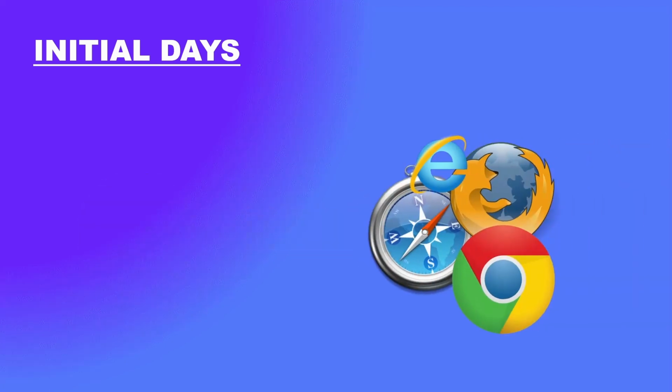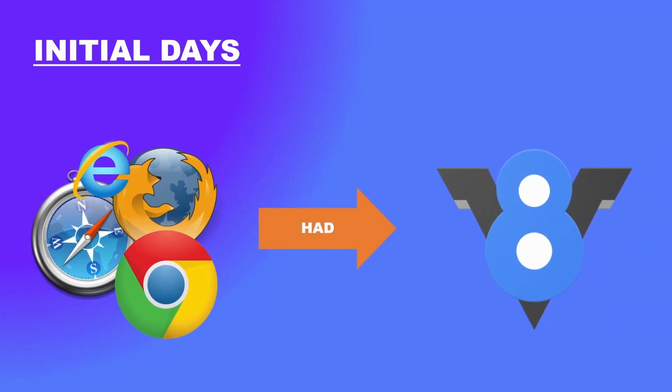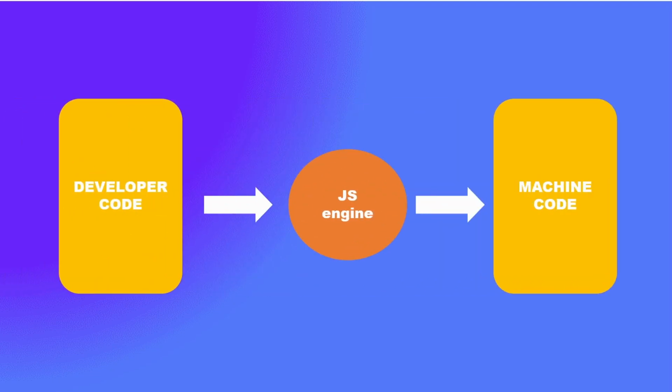This is due to browsers only having the JS engine. A JS engine is nothing but what converts the developer code into machine understandable code. We have multiple JS engines. The most commonly used JS engine is V8, and each browser has its own JS engine, like Chakra and the V8 engine.